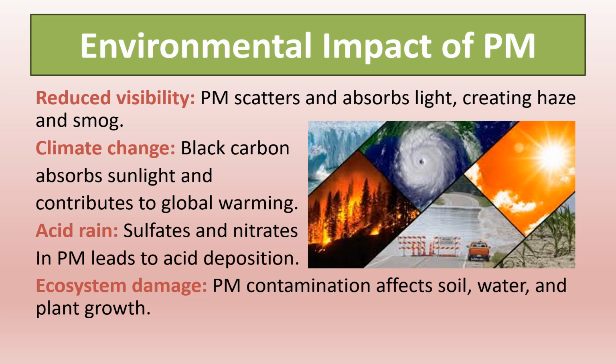PM also contributes to climate change. Black carbon, a type of particulate matter, absorbs sunlight, warming the atmosphere and contributing to global warming. Additionally, sulfates and nitrates found in PM can cause acid rain. This acid deposition harms water bodies, soil quality, and ecosystems, impacting both natural and agricultural systems. Lastly, PM can cause significant damage to ecosystems. It contaminates soil, water, and plants, disrupting growth and the overall health of ecosystems.